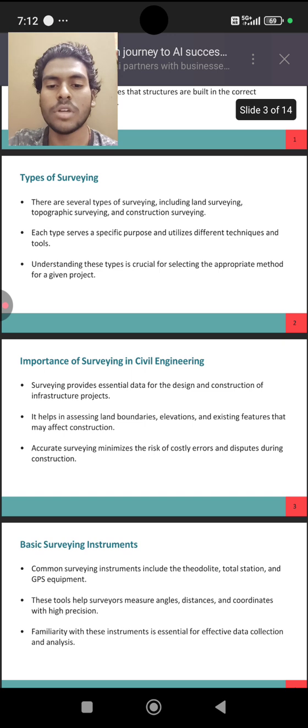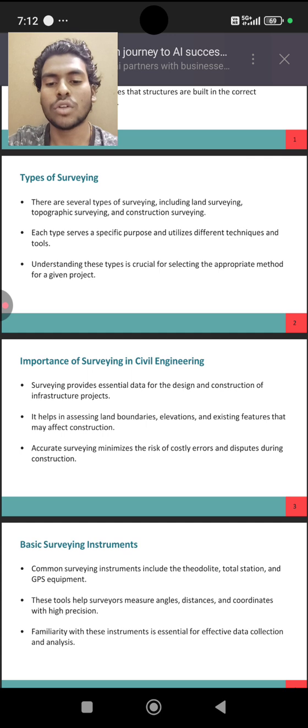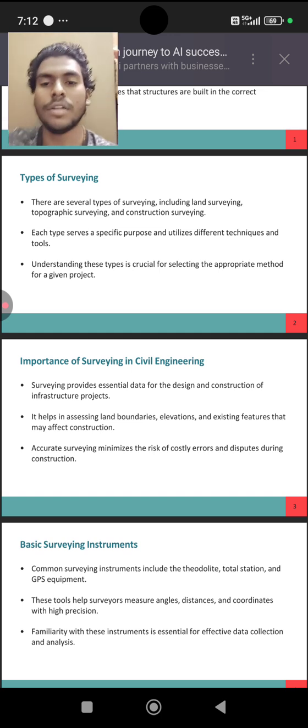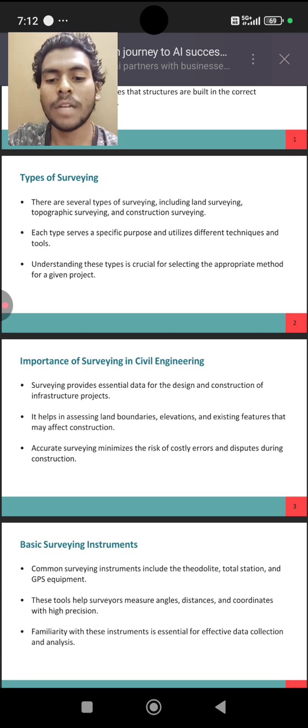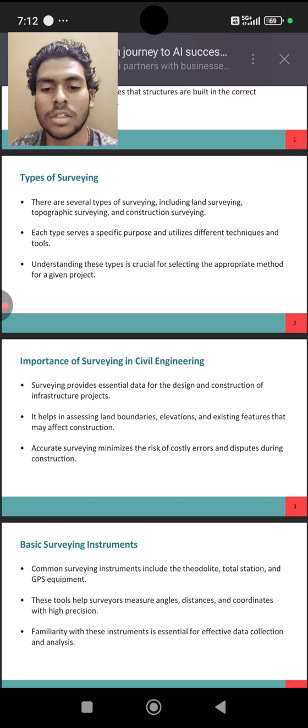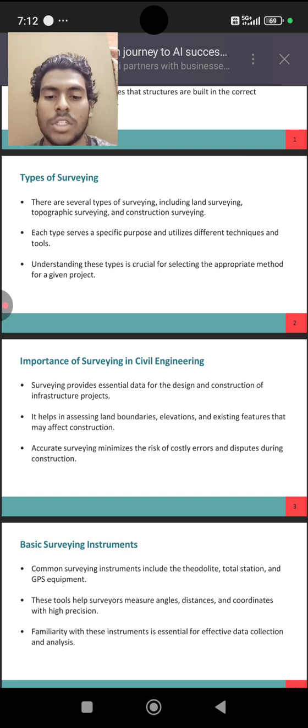Next, importance of surveying in civil engineering. Surveying provides essential data for the design and construction of infrastructure. It is the most essential data required for the planners to design and construct infrastructure projects. It helps in assessing the land boundaries, elevations, and existing features that may affect construction. It shows the land boundaries, the size and elevations, the heights, and the features that may affect the construction.